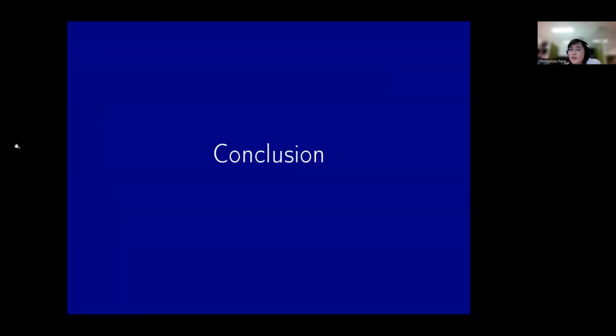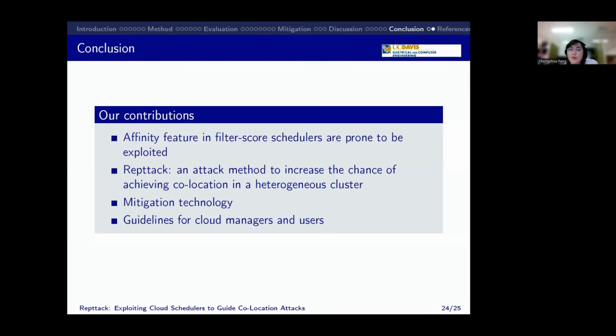Finally, the conclusion of this work. In this work, we reviewed the affinity features in filter-score schedulers that are prone to be exploited. We propose a novel attack method called Repttack to increase the chance of getting collocation in a heterogeneous cluster. Based on this, we also propose a mitigation strategy. We summarize guidelines for cloud managers and users to help increase the security level of the cloud environment. We believe our work can help the community be better aware of the security problem.